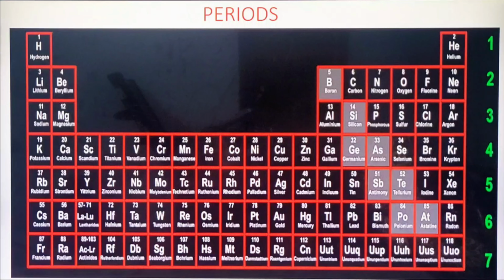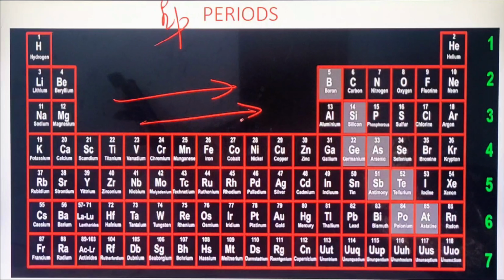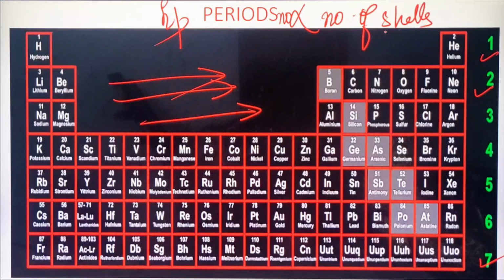Okay, so what is a period, children? A period is nothing but HP. What is HP? Horizontal lines in the periodic table are called as periods. How many periods do we have? We have 1, 2, 3, 4, 5, 6, 7 periods. And we know the moment I say the period number, you will get to know the number of shells that are there in that particular period.